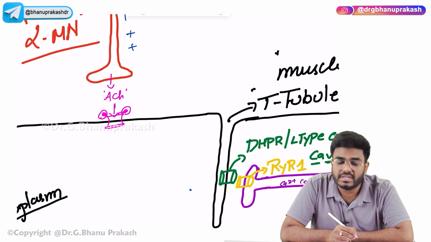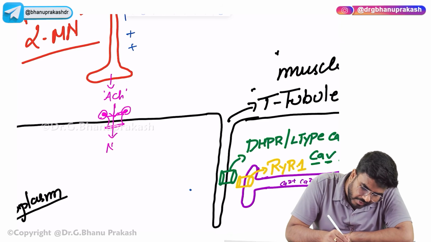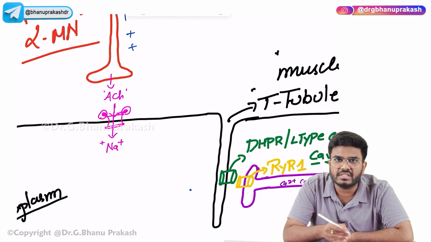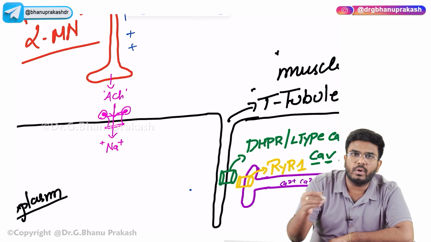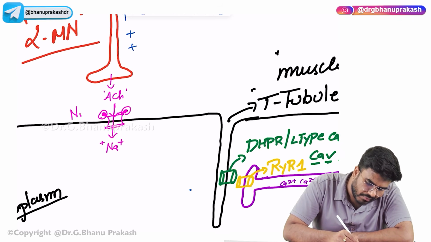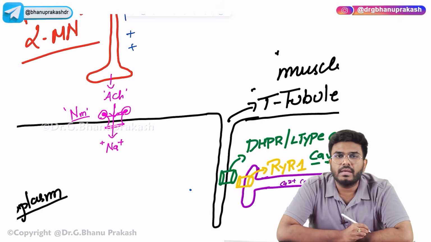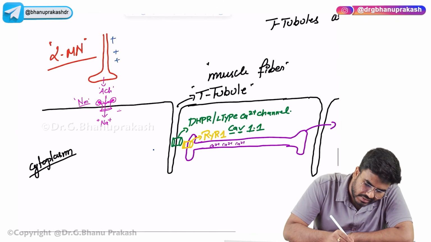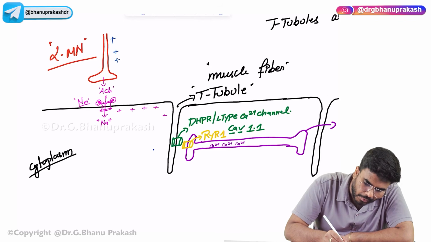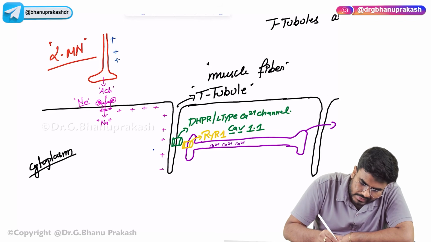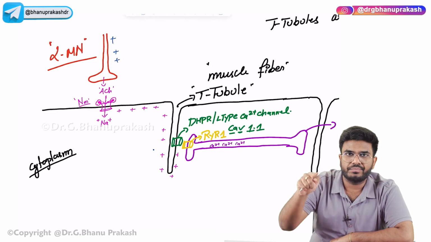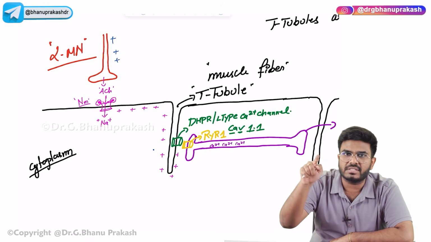When acetylcholine acts on its receptor, sodium influx will occur into the cell. Acetylcholine receptors are the sodium channels. When acetylcholine binds with the nicotinic receptor, sodium will come into the cell. As the sodium is coming in, the cell membrane is getting depolarized. Now look carefully. These are the depolarizations. These action potentials are traveling on the muscle membrane.